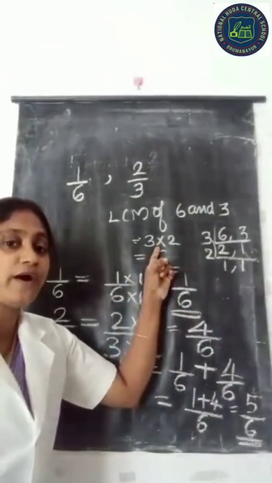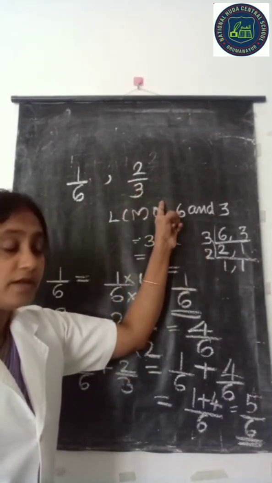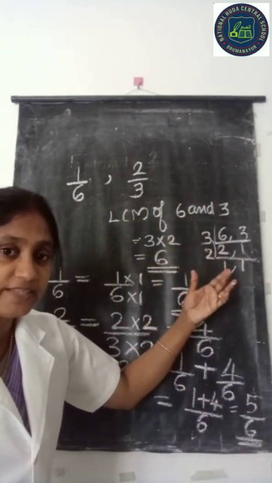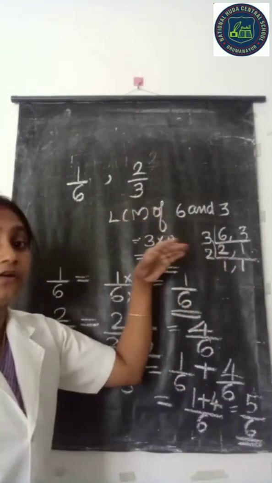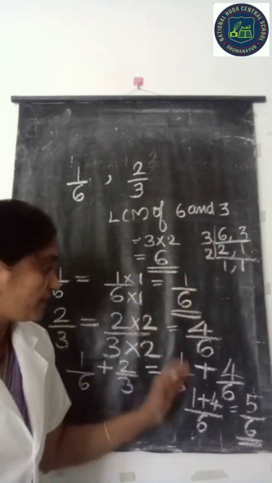So first we have to find the LCM. If the denominators are not equal, we have to find the LCM. Then the next step is converting the denominators to the LCM. After that we will get the answer.